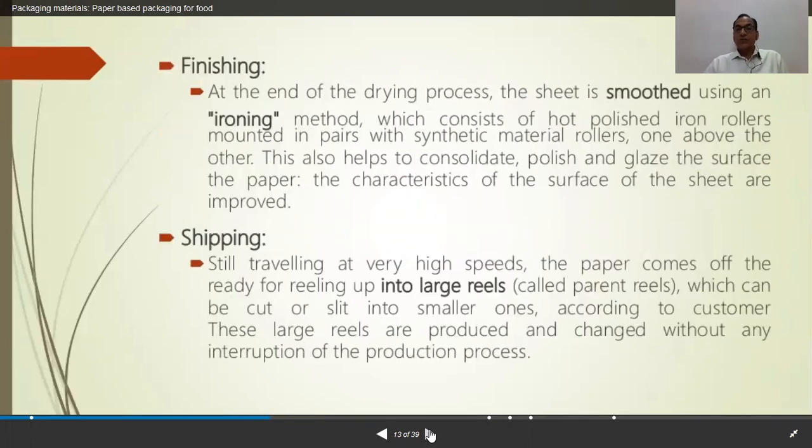Then I go for the finishing. At the end of the drying process, the sheet is smoothed using an ironing method. Then it is shipped in large reels and bundles, which we call, of the paper, and then it reaches the smaller unit where it is cut as per the uses. So that's how the paper is made.